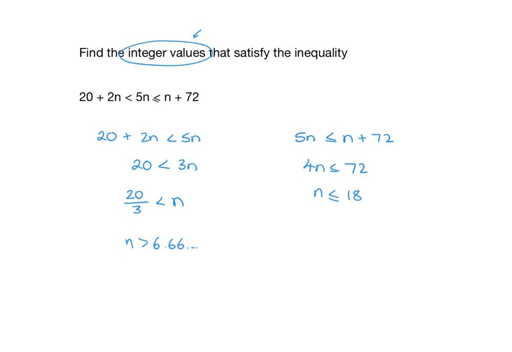So if I have a look at these two sides of my inequality, I know that n has got to be bigger than 6.6 recurring, and it's got to be less than or equal to 18. So what I'm looking for is all of the whole numbers in between these that satisfy this inequality. So I know that 7, 8, 9, 10, 11, 12, 13, 14, 15, 16, 17 and 18 are all between 6.6 recurring and 18. And we include the 18 because we've got that little equal sign on the inequality on that right-hand side.